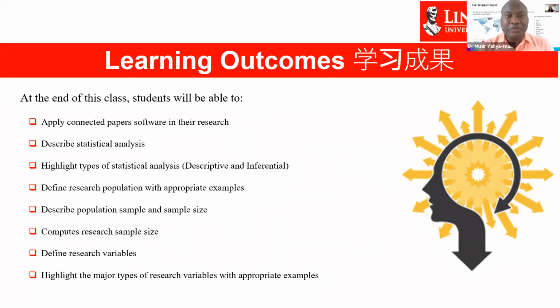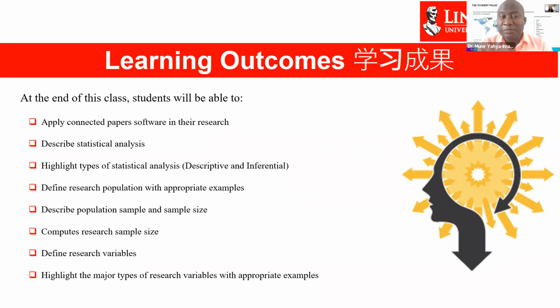And also, you should be able to describe statistical analysis. You should be able to highlight types of statistical analysis, descriptive and inferential, and where they can be applied in your research. Then you should be able to define research population with appropriate examples. You should be able to describe population, sample, and sample size.